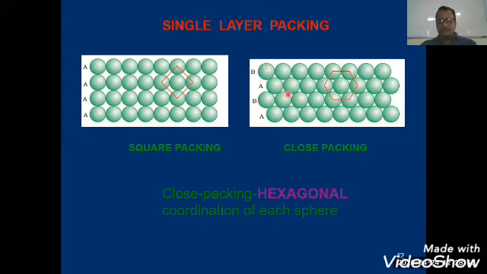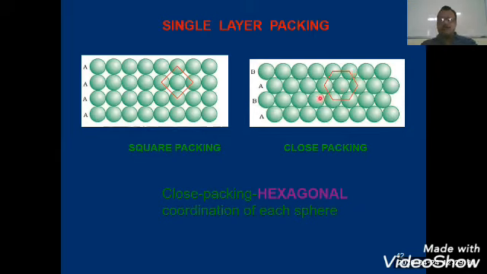And here you can see the vacant spaces are much less than the vacant spaces in the other type of packing. So of these two types of arrangement, we call this a close packing. Here you see that this is one atom and it is surrounded by 1, 2, 3, 4, 5, 6 atoms in the same layer.